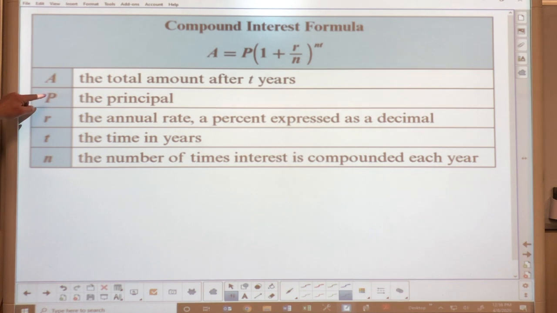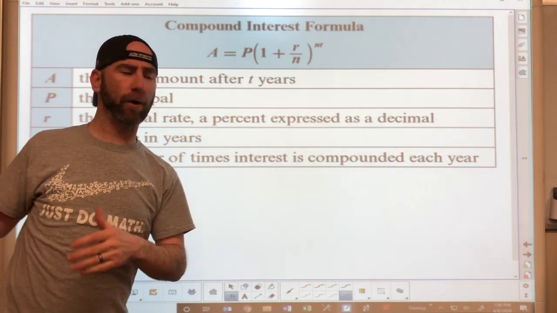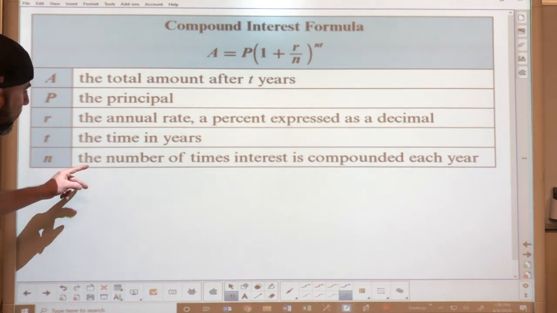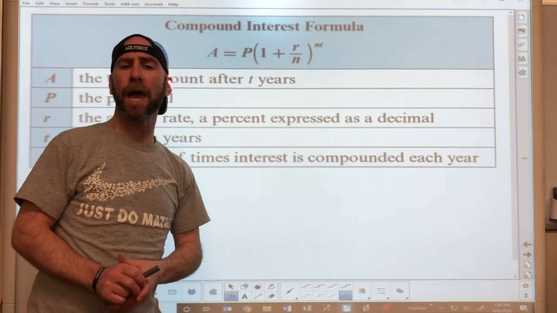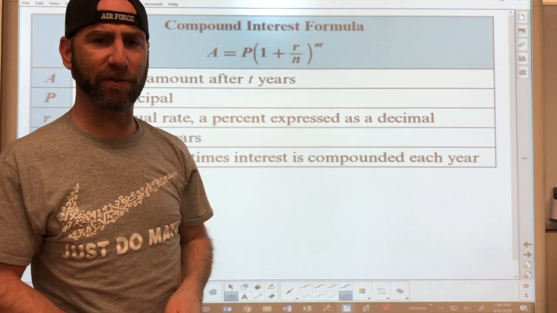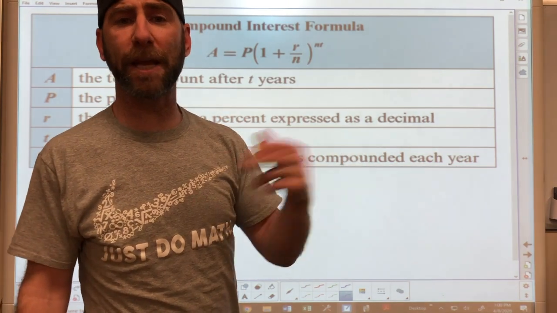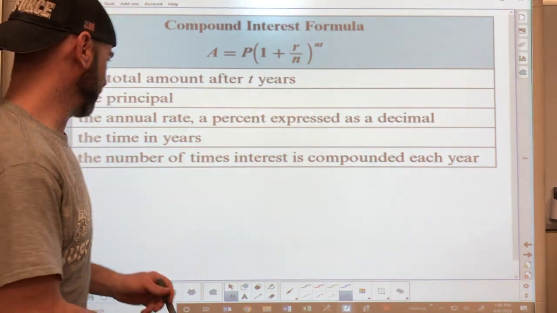P is still the principal. R is the annual rate, just like we've done before. T is the time in years. And then this is new. N, the number of times interest is compounded each year. In other words, how many times per year does the bank pay you that interest that you've earned? It could be as many times as the bank wants to pay you that interest in 1 year. So apply the formula in a couple of examples.